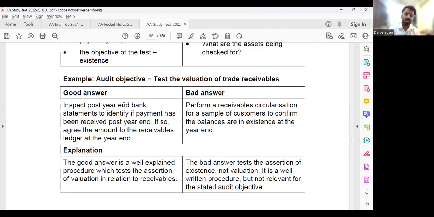If you want, please note this point down: for testing valuation, you'll have to check post year end balances. But for checking existence of trade receivables, you do receivable circularization. What is receivable circularization? External confirmations. So note that point down.